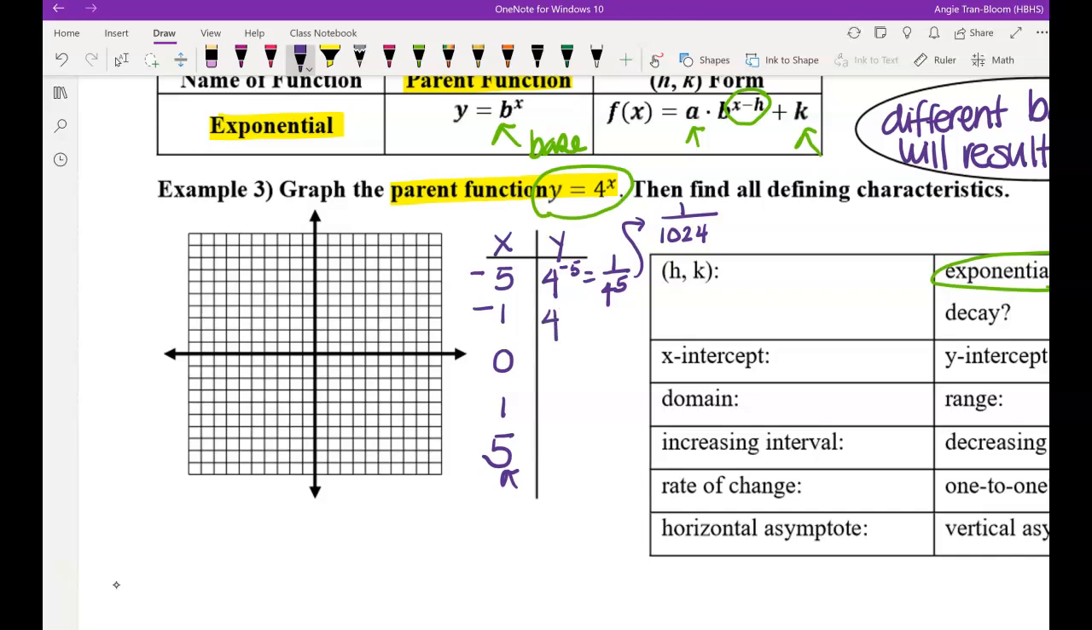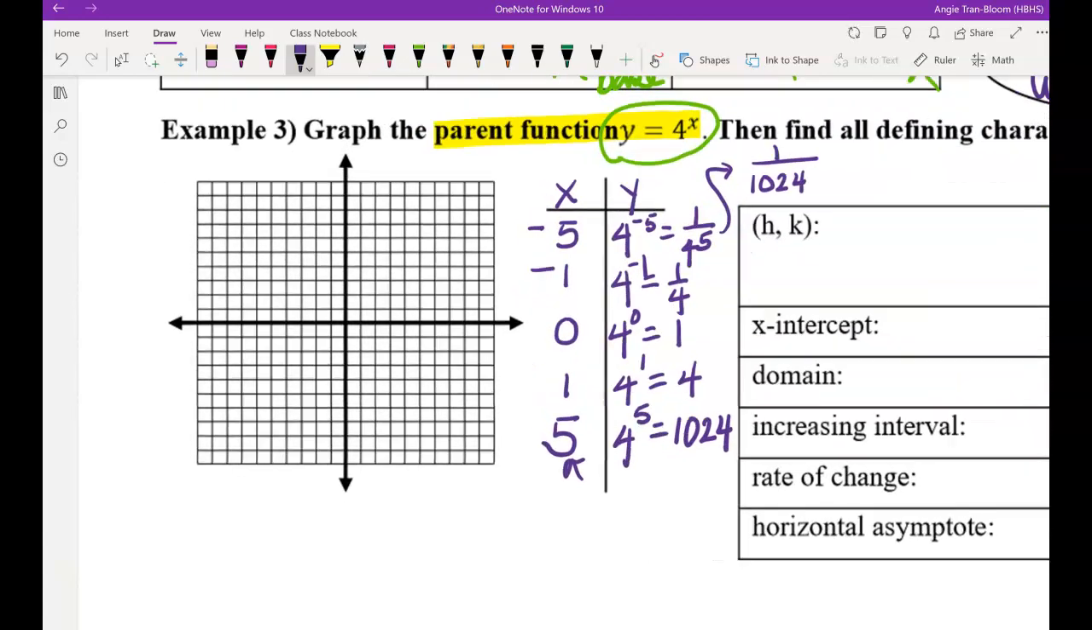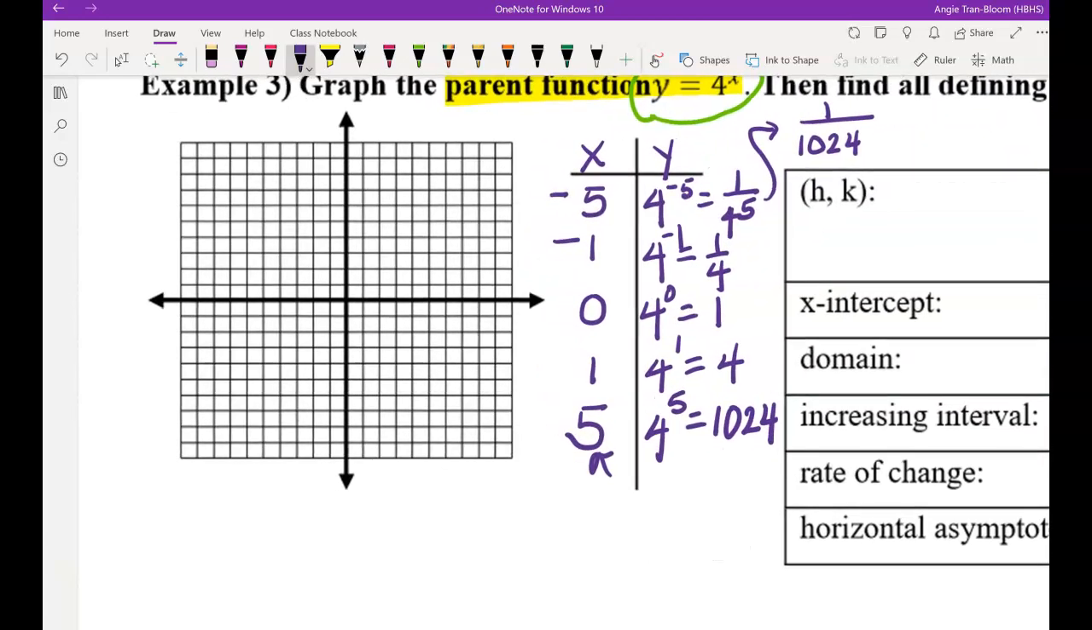Then we are going to do 4 to the -1, which is going to be 1 over 4. 4 to the 0 is going to be 1. 4 to the 1 is going to be 4. And then 4 to the 5th. Okay, we just did that. And again, we don't have 1024 grids. But this one right here tells us it's growing so fast, exponentially fast, okay?